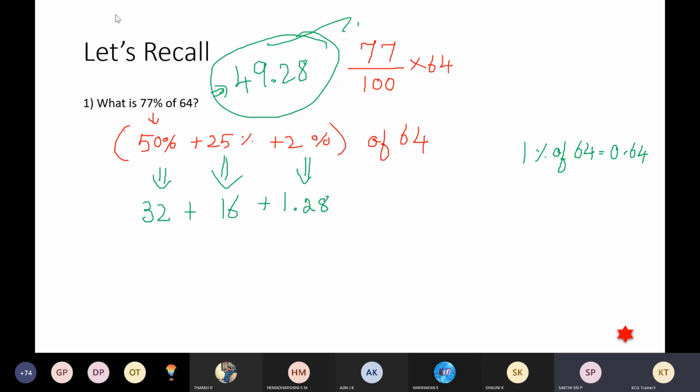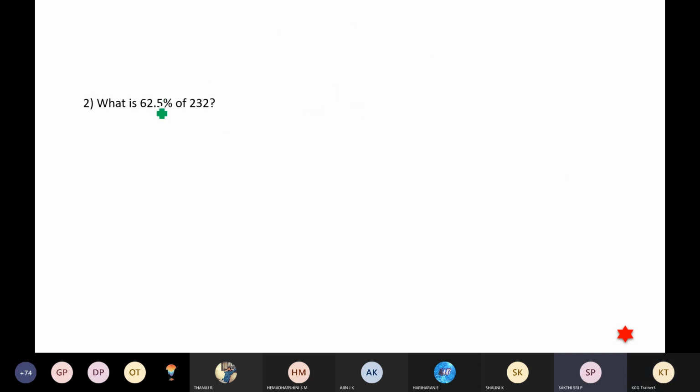Very good. Fine then. We move on to the next question now. Okay, guys, here's our next question. They're asking us to find 62.5% of 232. Can I find this as 50% plus 12.5% of 232? Yes, I can definitely do that. I want you guys to do it and tell me what answer you get here.